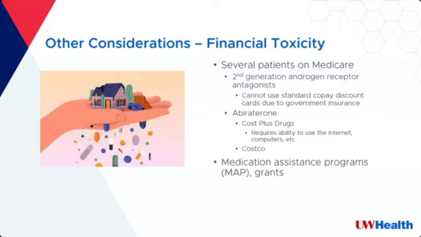Abiraterone, unfortunately, does not have any medication assistance programs or grants anymore. We do have some more affordable options through Cost Plus Drugs and Costco. This can run anywhere from $150 to $300 a month, which may or may not be something that's feasible for our patients. And Cost Plus Drugs does require the ability to use the internet and computers, which can be a barrier for patients. So all things to keep in mind in our patients that we're starting on these oral targeted agents in prostate cancer.